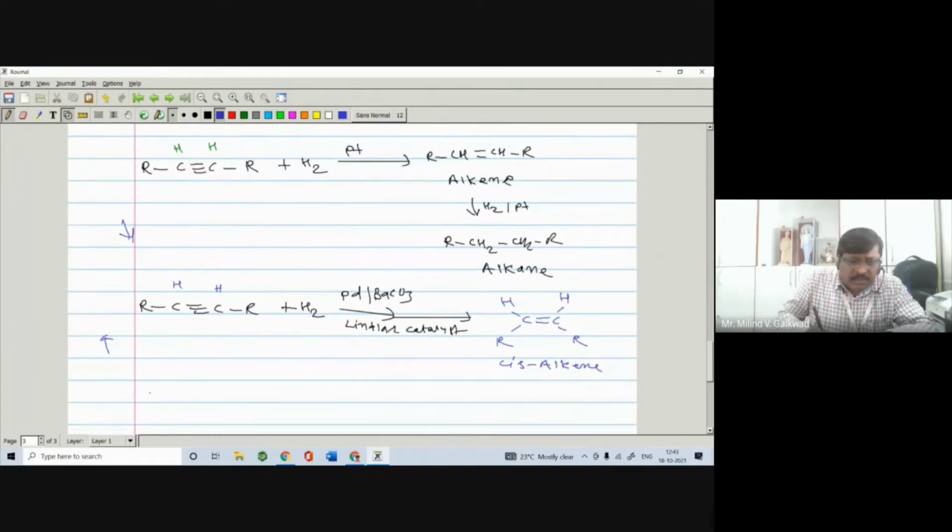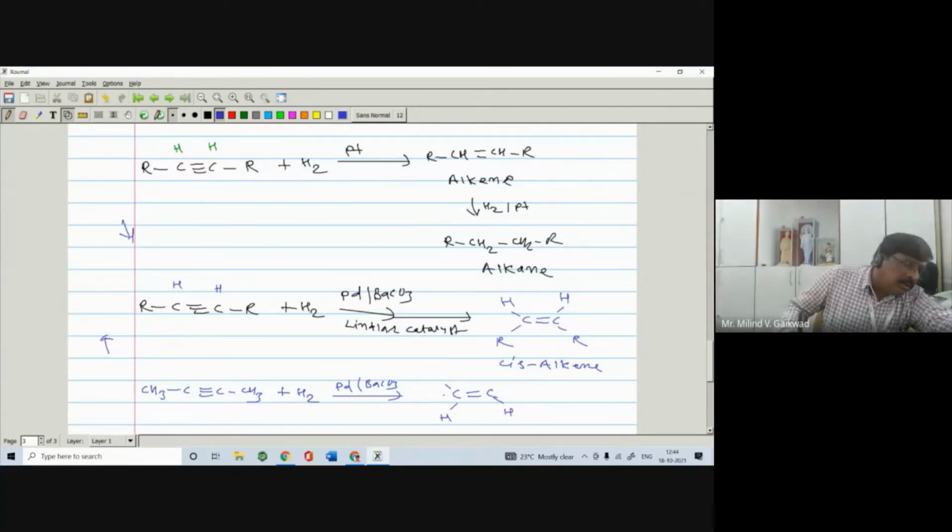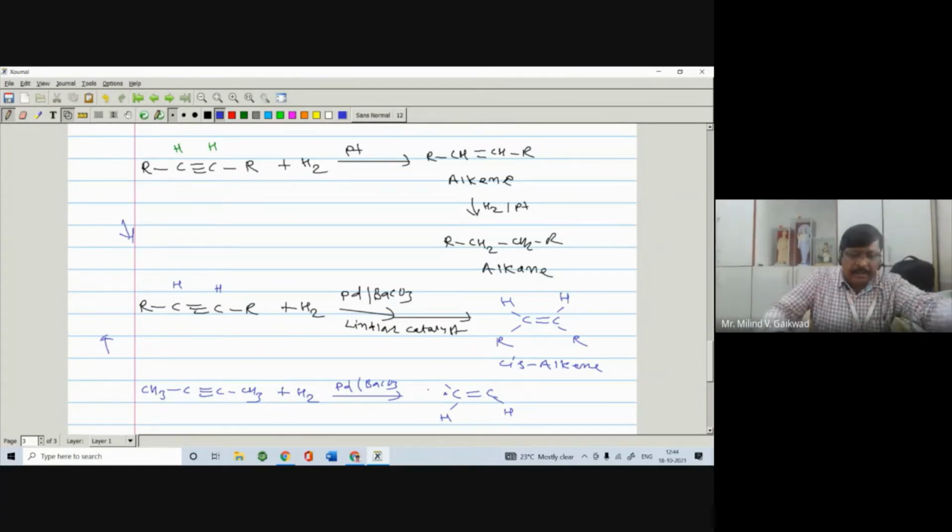Example: suppose you take CH3, here is the carbon-carbon triple bond, and here is a CH3. The reaction takes place in the presence of palladium and barium carbonate. Then the addition of hydrogen takes place from the same side of the carbon-carbon double bond plane.